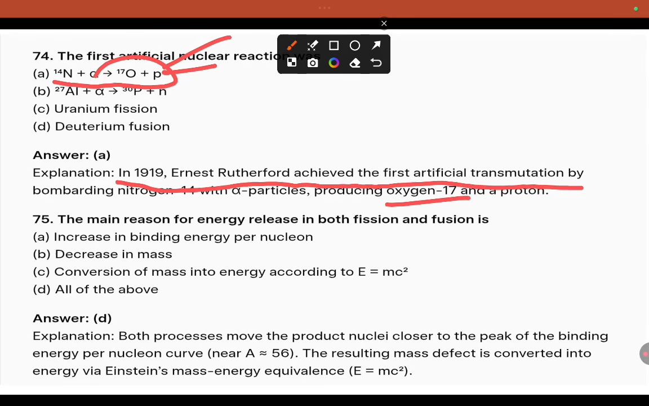Last question, 75th. The main reason for energy release in both fission and fusion, that is about increasing binding energy per nucleon, decrease in mass, conversion of mass into energy according to E equal to mc squared. So all are right. Both processes move the product nuclei closer to the peak of the binding energy per nucleon curve near mass number 56, iron. The resulting mass defect is converted into energy via Einstein's mass-energy equivalence.